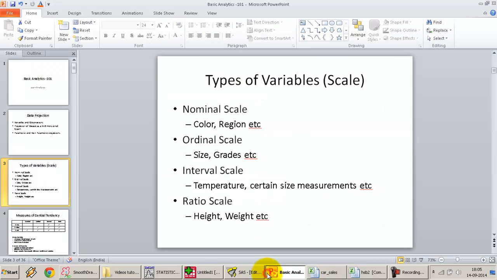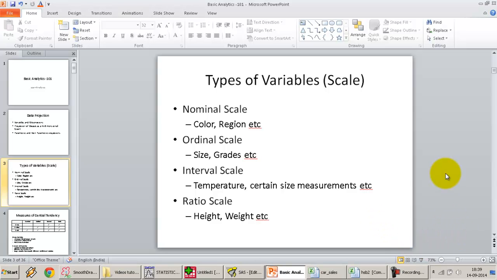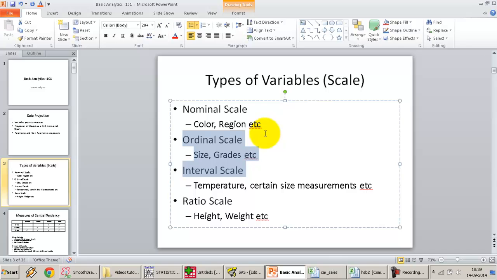So again, going back to the types of variables that we have, we've got something which we call the nominal scale, also called the categoric scale, which talks about things which have neither magnitude nor direction. For example, color, region, type of car, etc., right? Ordinal scale, right? That's the next measurement. So moving on to the next type of variable, which is the ordinal scale. Ordinal scale variables refer to those variables which have direction but don't have magnitude.